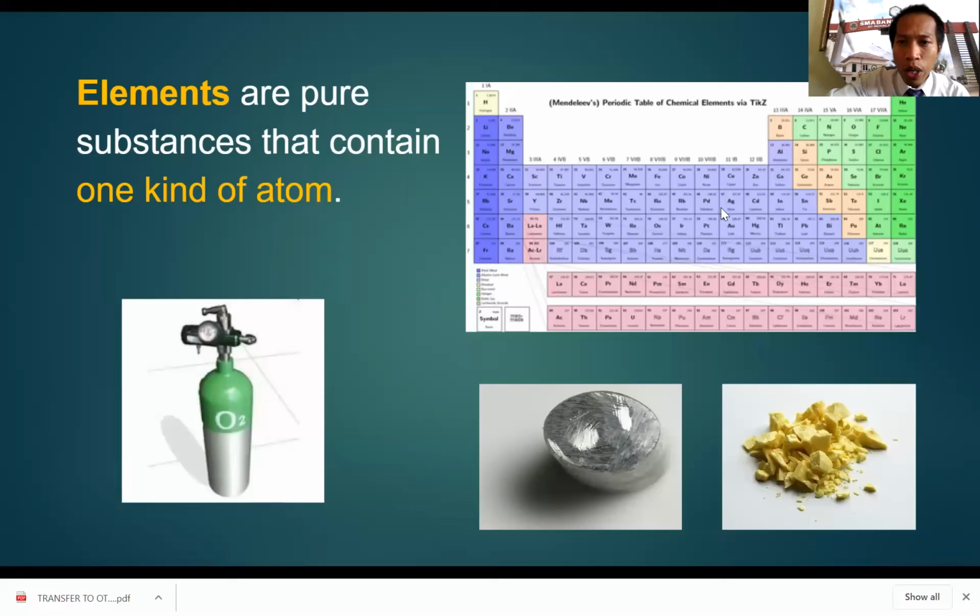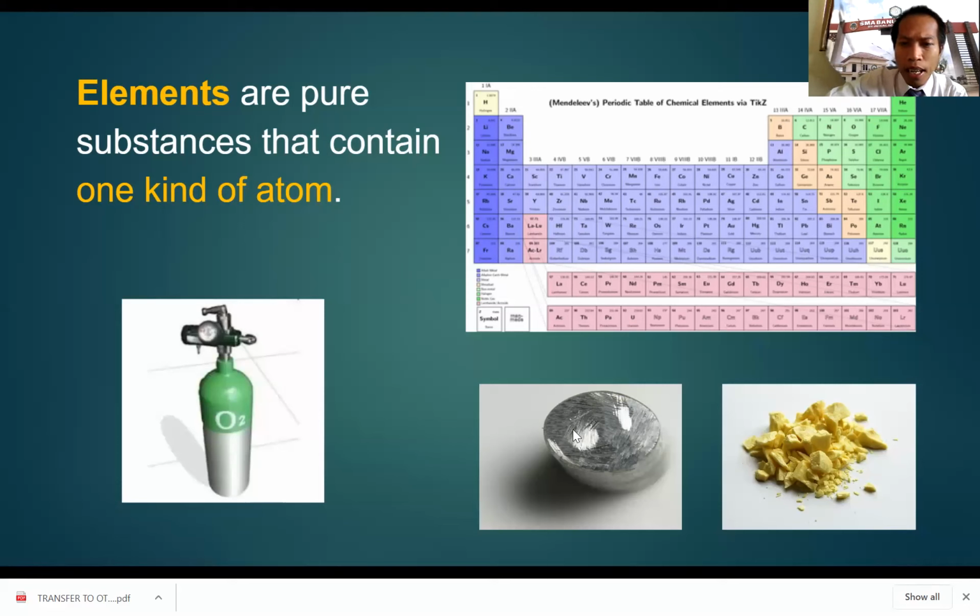So in chemistry, we have a table, we call it a periodic table, which consists of all the elements in the universe. As you can see in this table, there is lithium, there is iron, there is titanium, there is carbon. All the elements are put in the periodic table. So this periodic table consists of elements.